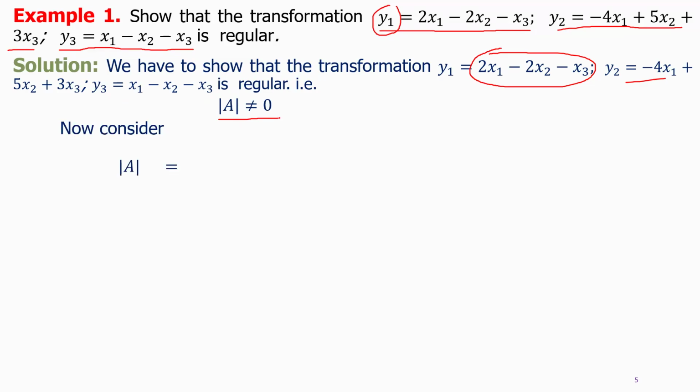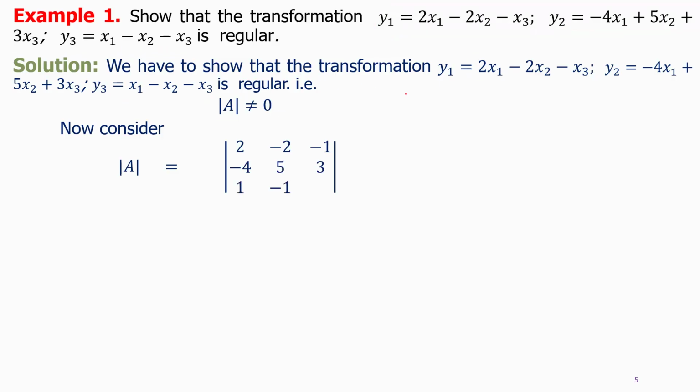Now consider the determinant of the linear operator. So how to get it? What is the first equation? 2, minus 2, and minus 1. From the second equation, minus 4, 5, and 3. Similarly, from the third equation, 1, minus 1, and minus 1.